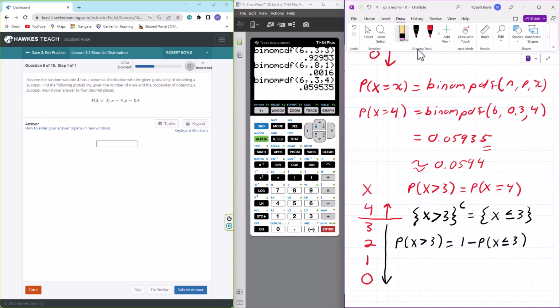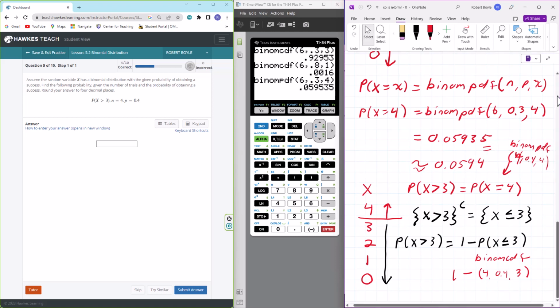Now this right here is binompdf(4, 0.4, 4). This right here is binomcdf, n which is 4, 0.4, 3. So we would have 1 minus that. This actually should be a 4 up here as well. Okay, so let's try these both ways. So for the first one, we're going to use binomial PDF. We're going to use this right here. I'm sorry, I'm kind of running into myself. Okay, the probability that x is equal to 4, namely this.